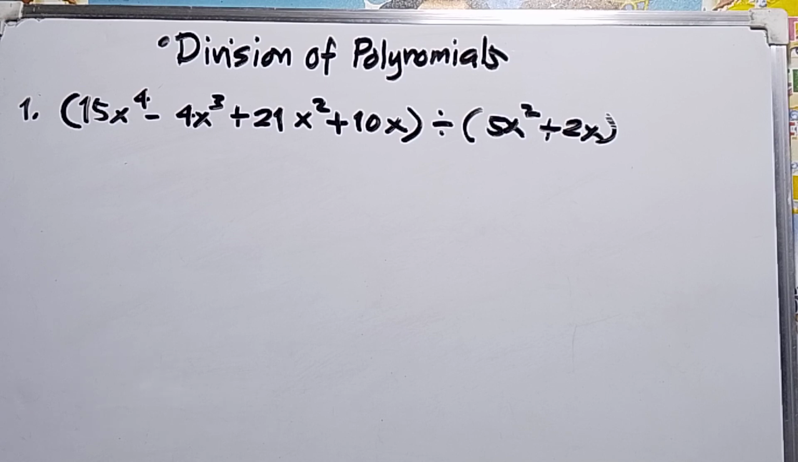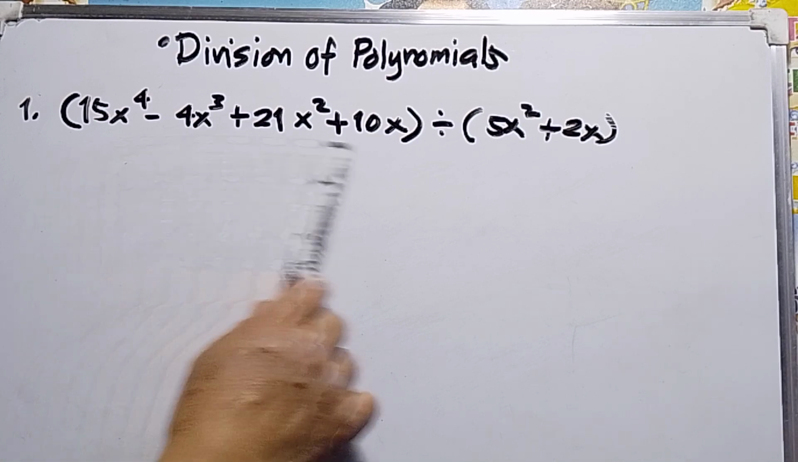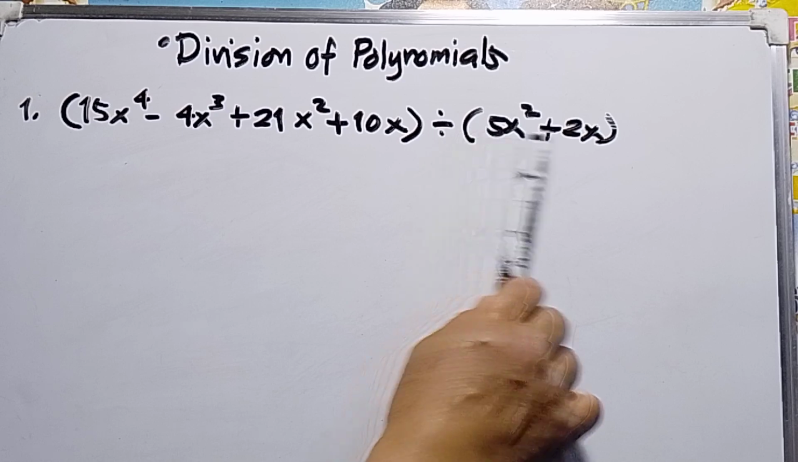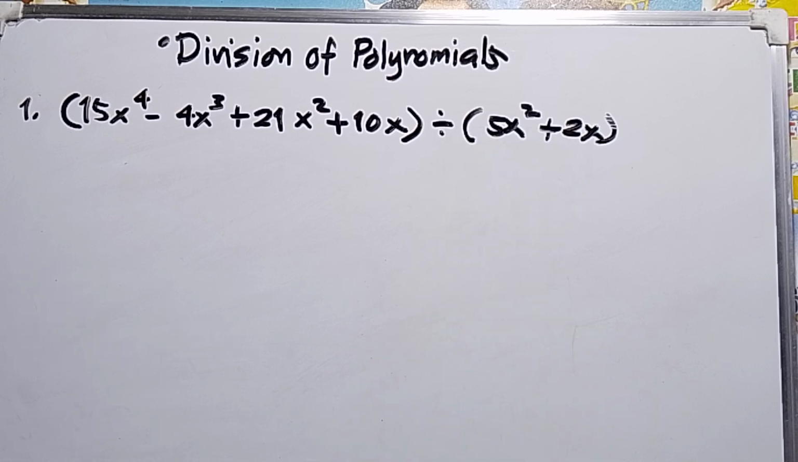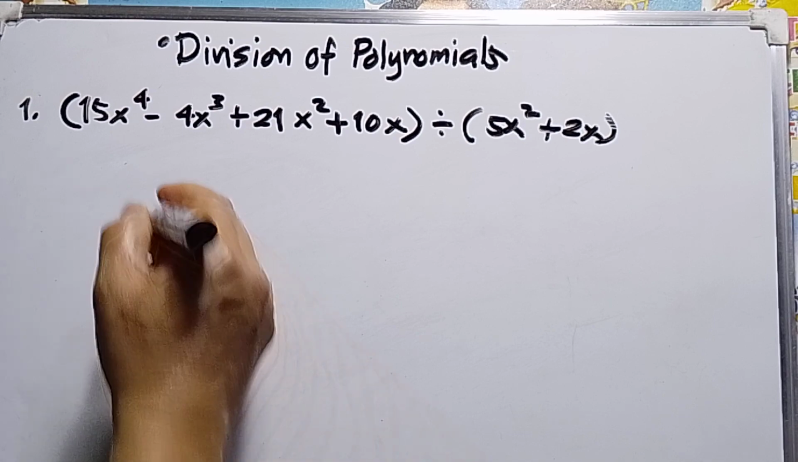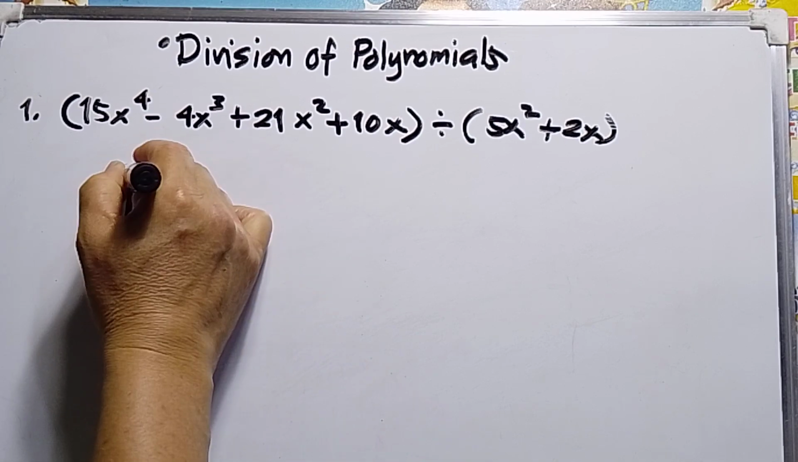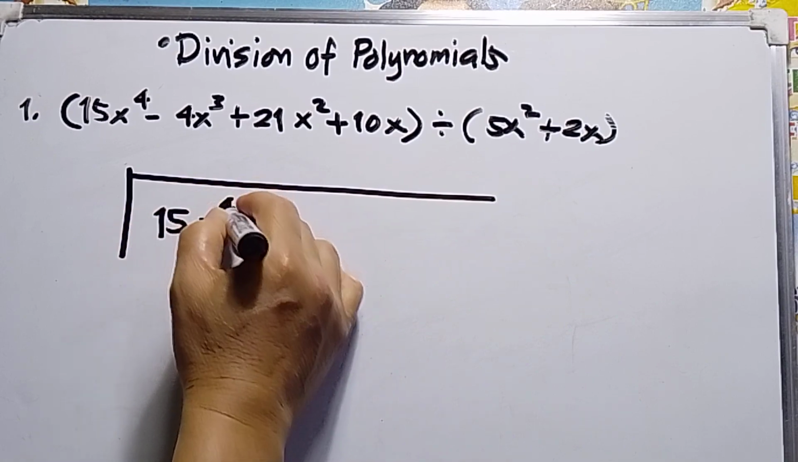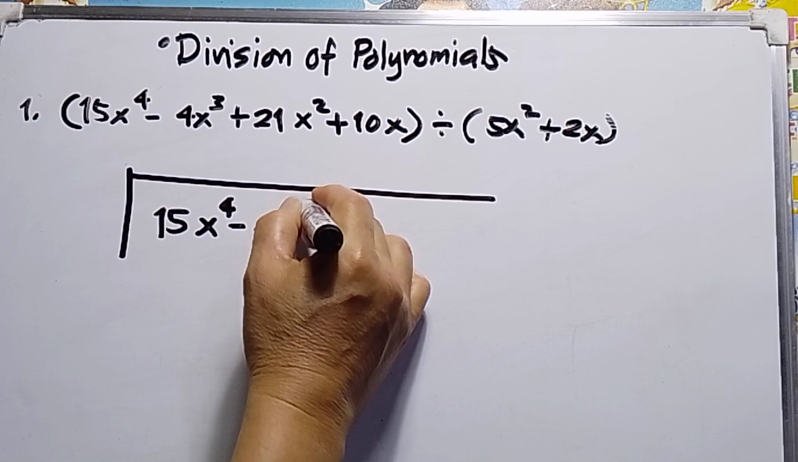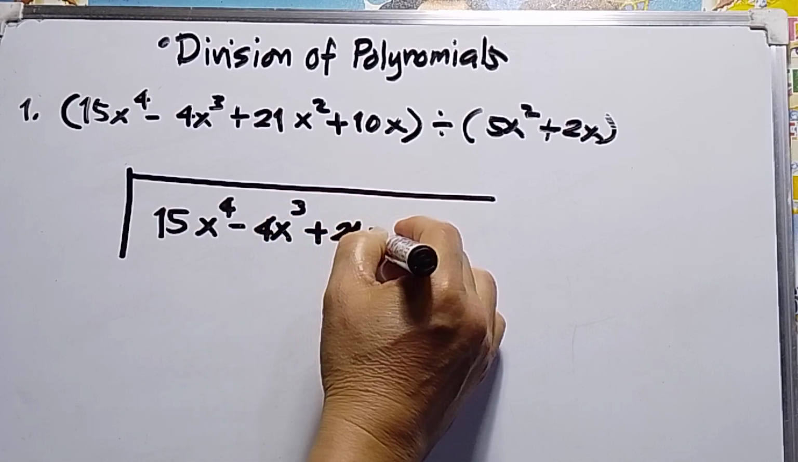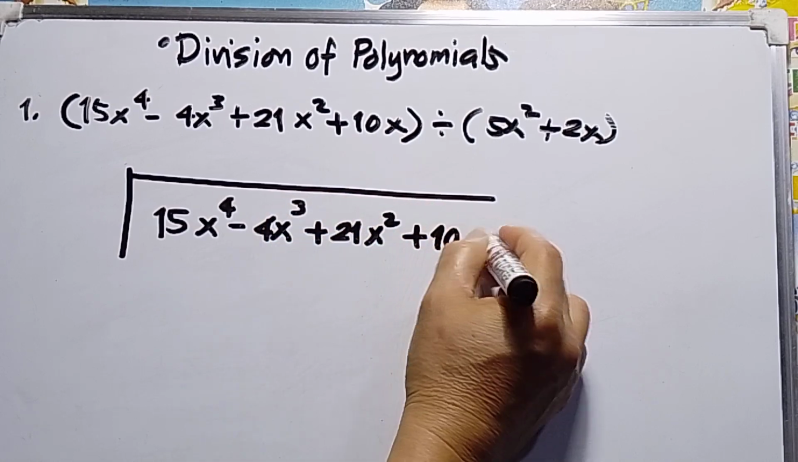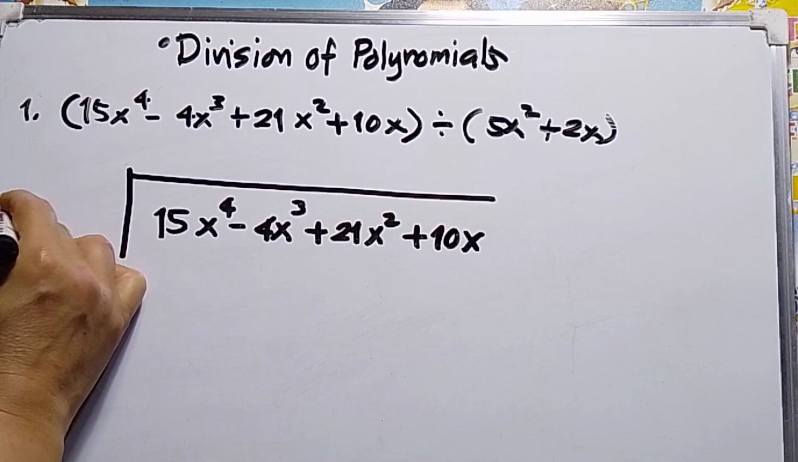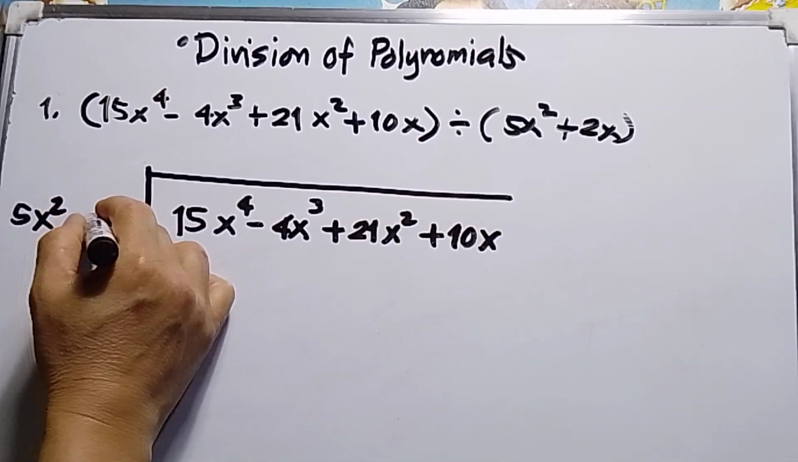This maths is intended for grade 7 students. So I have here the dividend, which is a polynomial, and then I have the divisor, which is a binomial. So I need to write it in the division method. The dividend will be 15x to the fourth minus 4x cubed plus 21x squared plus 10x. And then my divisor is 5x squared plus 2x.